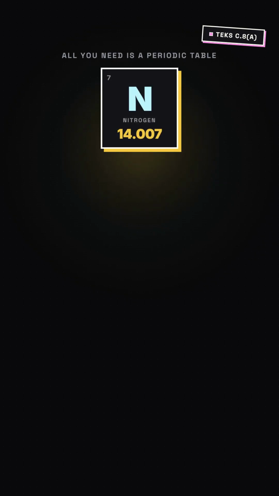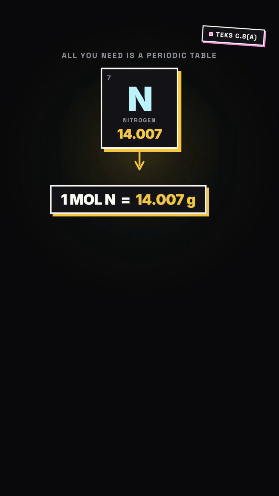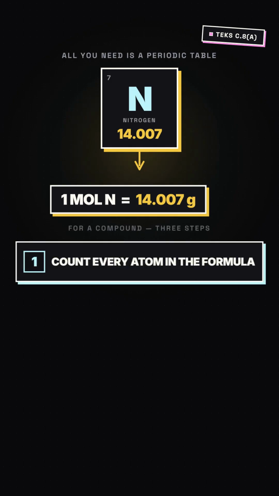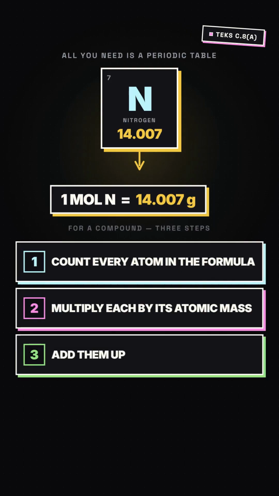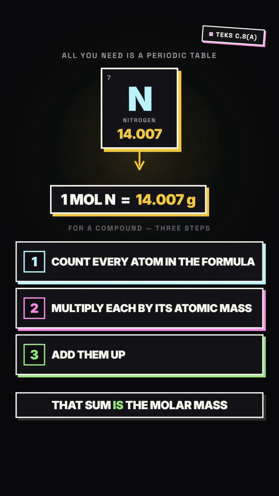Every molar mass in this series came from the same 3 steps, and all you need is a periodic table. Here's nitrogen. The number under the symbol, 14.007, is its atomic mass. It means 1 mole of nitrogen atoms weighs 14.007 grams. For a compound, count every atom in the formula, multiply each one by its atomic mass, and add.